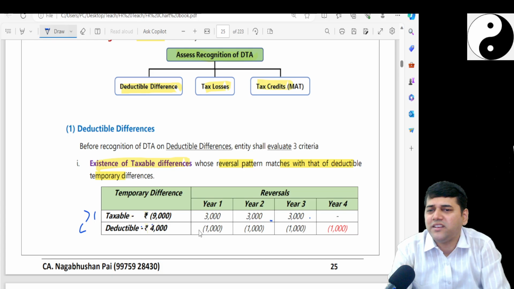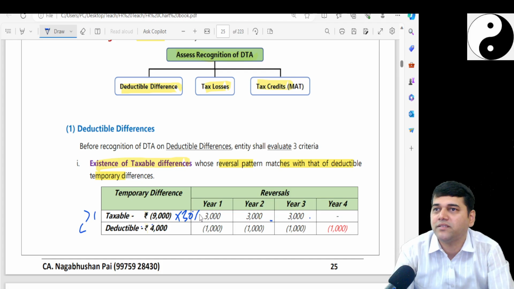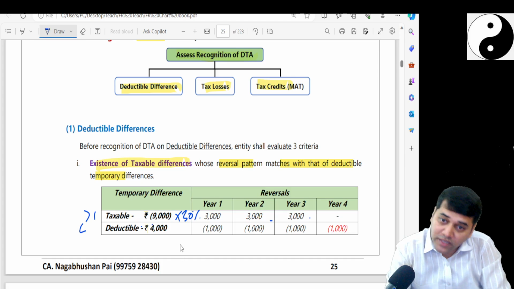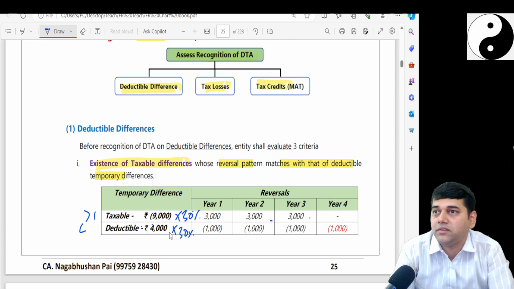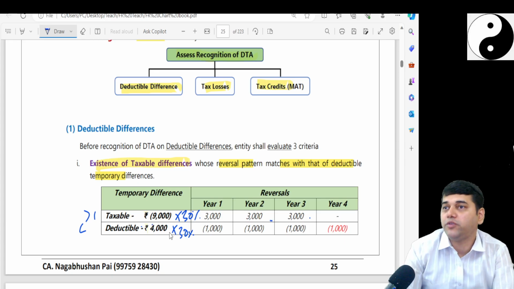On 9,000, there is no assessment. Straight away 30% you recognize a liability. What entry you pass? Expense to liability. Now, on the 4,000 also, will you take 30%? Will you say asset account debit to income?